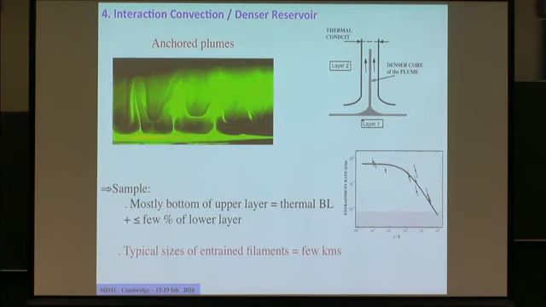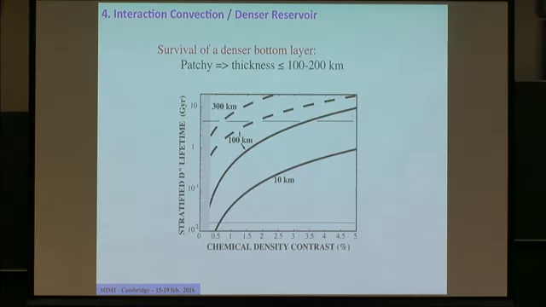But the story is that finally you can entrain only a few percent of the lower layer. So only a few percent of the plume material will be coming from the lower layer. In the mantle, typical sizes would be a few kilometers at most. But on billion-year timescales, you can still erase a reservoir if it's not too big.